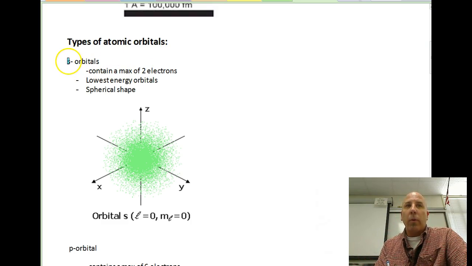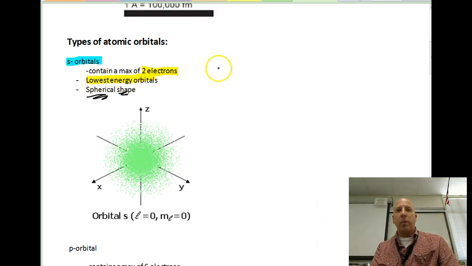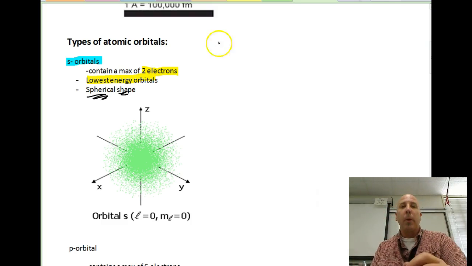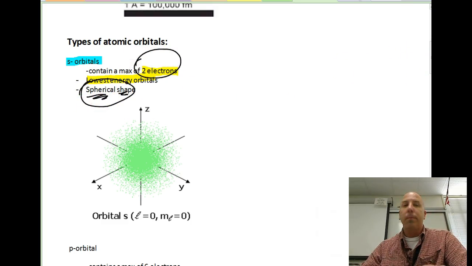So we're starting with the very first one. It's called an s orbital. S orbitals contain a maximum of 2 electrons per s orbital. You can only put 2 in there. They're the lowest energy type orbital, and they also have the shape of a sphere. So that's a three-dimensional sphere. You can kind of see that they're trying to place it on an XYZ axis. And something else that would be a sphere would be something like a basketball or a volleyball, both spheres in a three-dimensional way. Okay, so that's the s orbital, 2 electrons with a spherical shape, low energy.